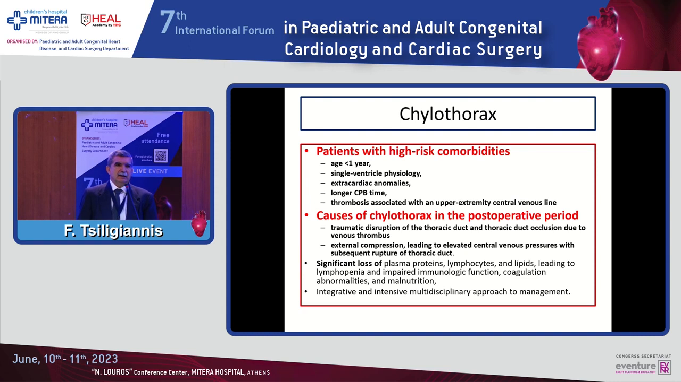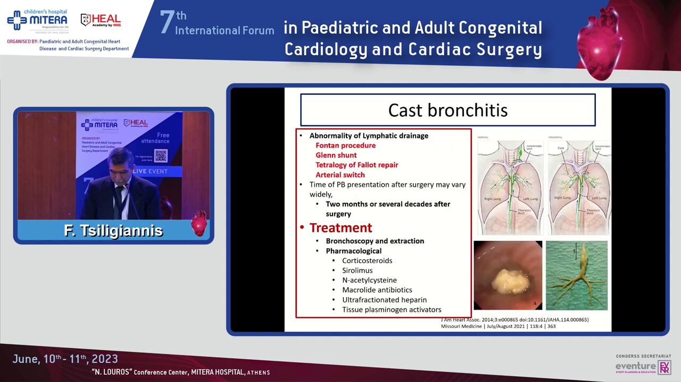Chylothorax is another not uncommon complication. Some patients are at high risk because of comorbidities like age less than 1 year, single ventricle physiology, extracardiac anomalies, longer cardiopulmonary bypass time, or thrombosis associated with an upper extremity central venous catheter. In the postoperative period, traumatic disruption of the thoracic duct and thoracic duct occlusion due to venous thrombosis or external compression may lead to chylothorax, which leads to significant loss of plasma proteins, lymphocytes, and lipids, and lymphopenia, immunologic dysfunction, coagulation abnormality, and malnutrition. That also requires an integrated and interdisciplinary approach for its management.